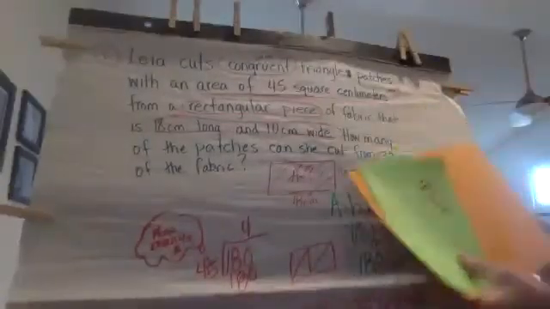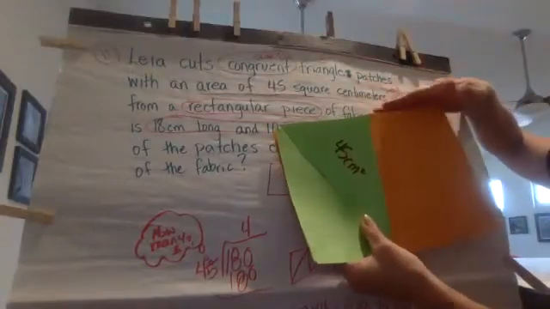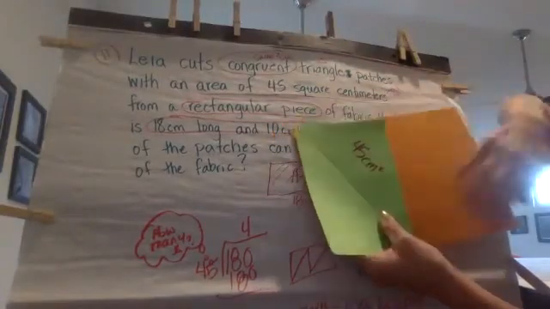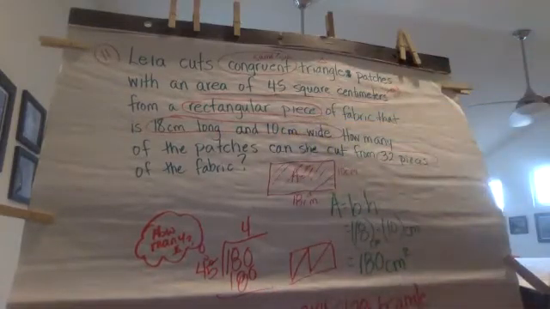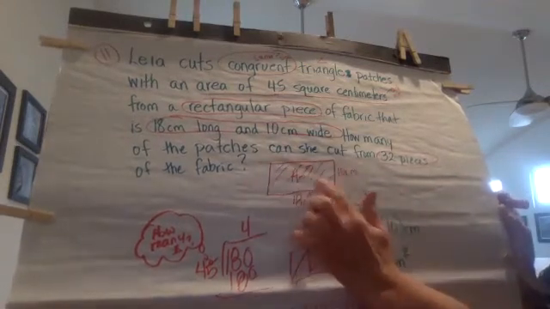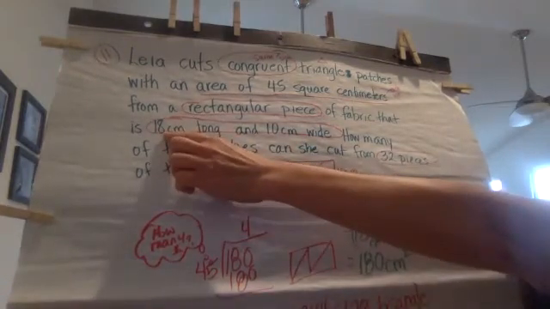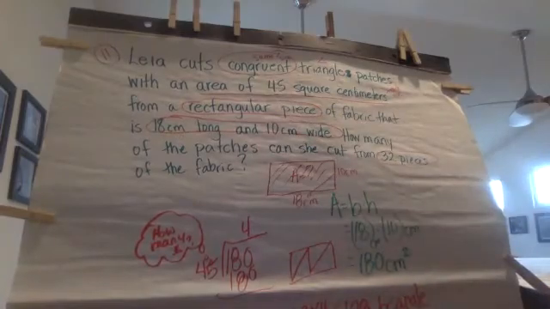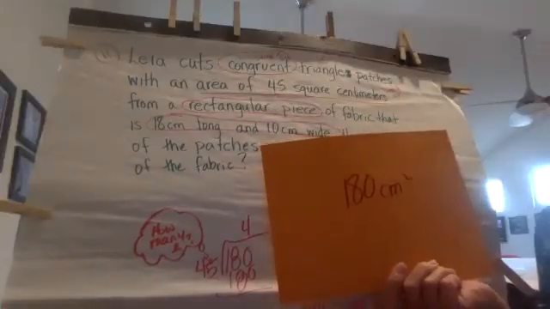So what they're saying is that she has several pieces of fabric, but they told me the size of one piece of fabric, and she's cutting triangles from that fabric. I don't yet know how many triangles I'm going to get. So I want to figure out the area of the piece of fabric. It doesn't tell me the area, but it tells me that it is 18 centimeters long and 10 centimeters wide, which would be 180 square centimeters. So the area of the rectangle is 180 square centimeters.